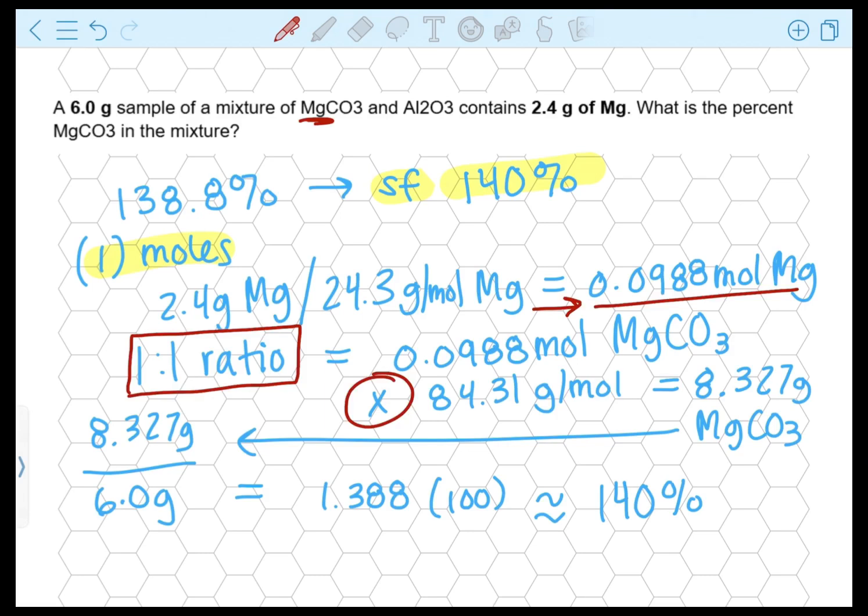And we multiply that by the moles of magnesium carbonate, and we get 8.3269 grams. And the final step is to divide by the total mass of the mixture. And that gives us 1.3888, or 138.8%. But since we have 2 sig figs, it will be 140%.